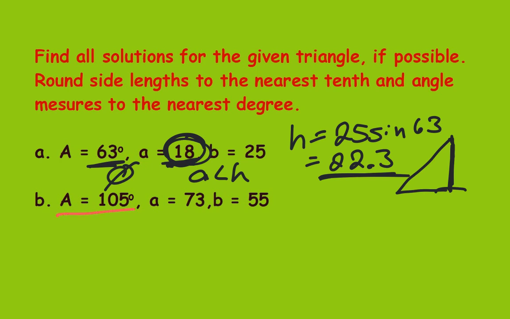Next one, B, this is an obtuse angle, and because it's obtuse, it's either going to be one or none. So I don't have to worry about the two solution scenario. So I have A, B, and C. And now A is 105, and then a is 73, b is 55, and I don't know C. So I've got to find all of these.